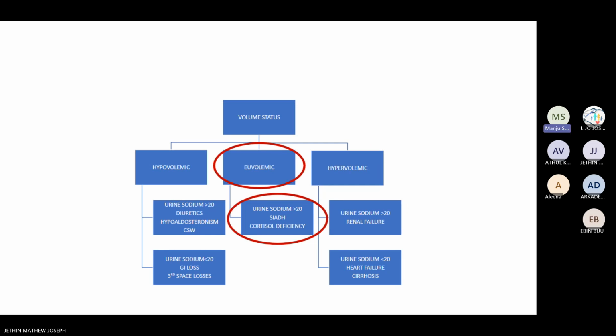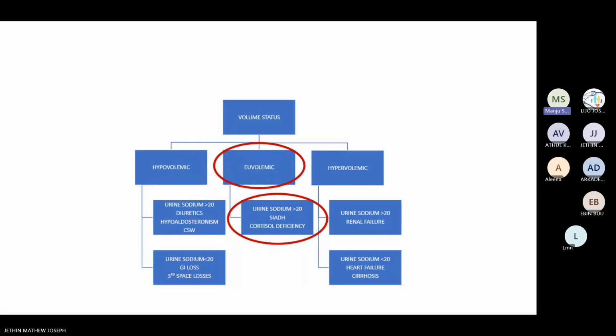So the volume status has again not been explicitly told, but they have painstakingly given the supine BP and the standing BP. That was just to tell you there is no orthostatic hypotension. So we're going to assume that the patient is euvolemic here. The urine sodium has been given, it's quite high. So here again, we're coming to a provisional diagnosis of SIADH.